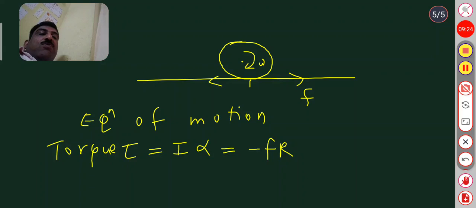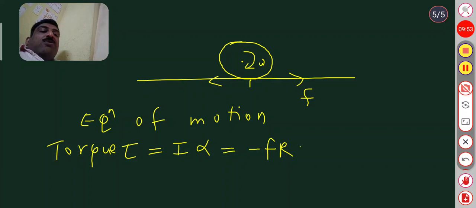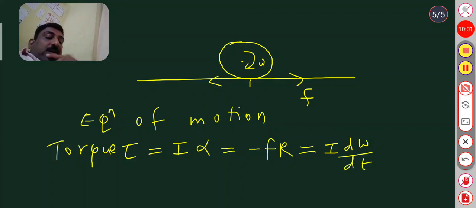So force is the frictional force, and friction produces an opposite torque, isn't it? So torque due to friction is opposite to that of the rotation, the actual torque of the rotation of the flywheel. In whatever direction the flywheel is rotating, the friction will produce an anti-torque, right? So that is equal to minus F into R, right? And this I into alpha you can also write as I into d omega by dt. All right. So this is the rotational torque you are calculating.